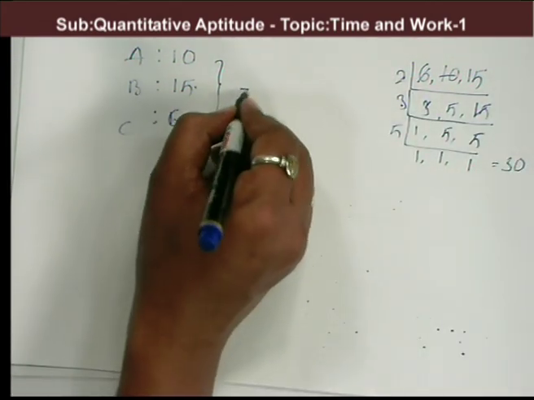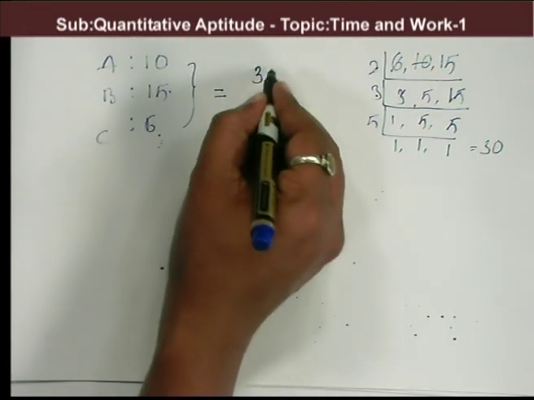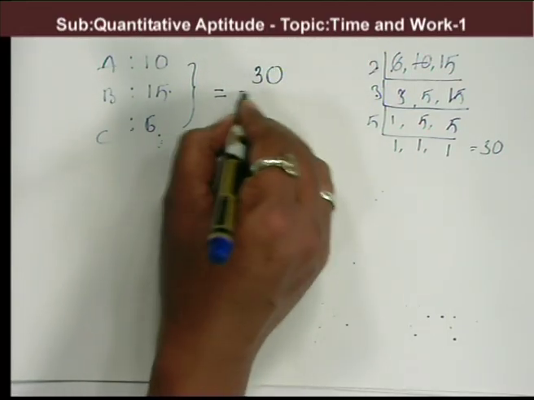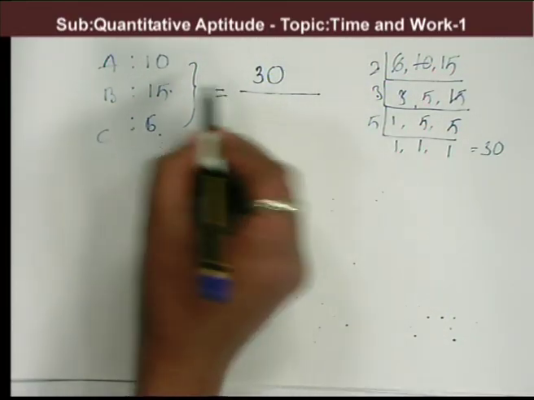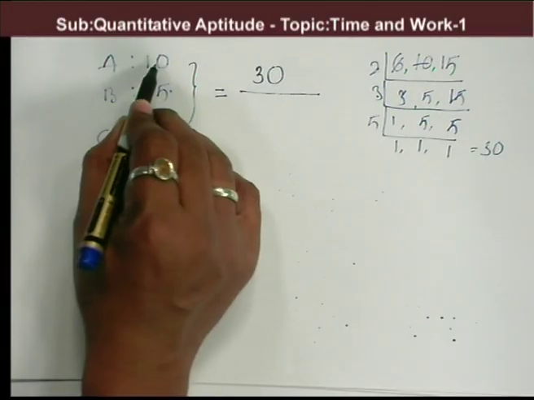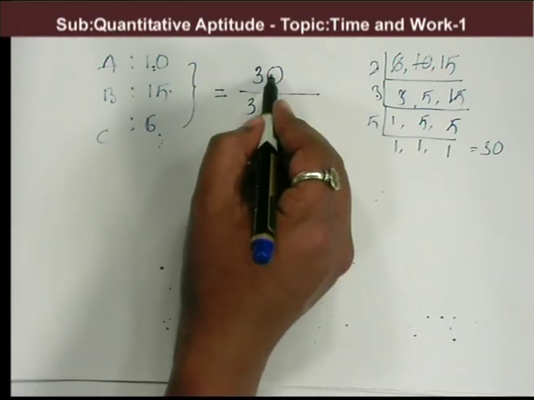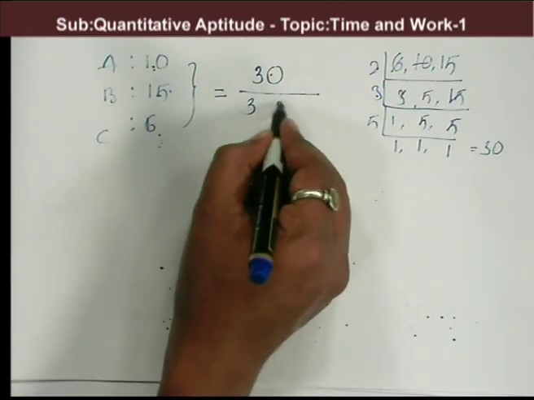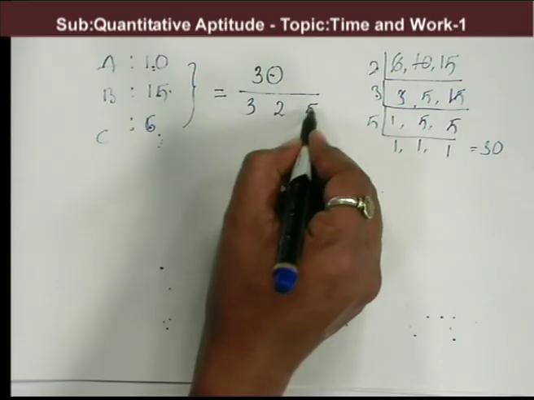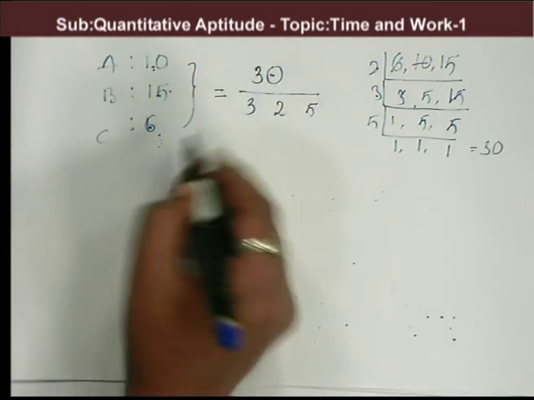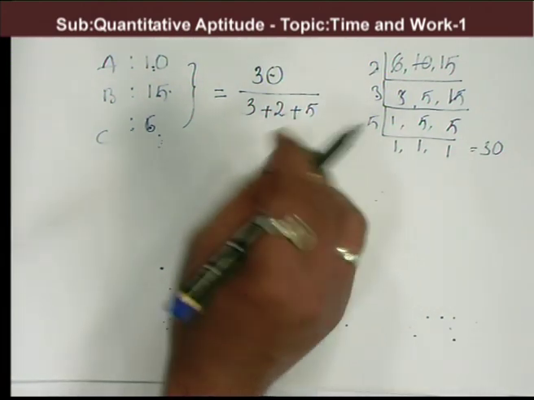So, we have taken the LCM as 30. When we take the LCM as 30, 30 is divisible by 10, how much is it? 3. 30 is divisible by 15, how much is it? 2. 30 is divisible by 6, how much is it? 5. If all are working together, that means addition in the denominator.